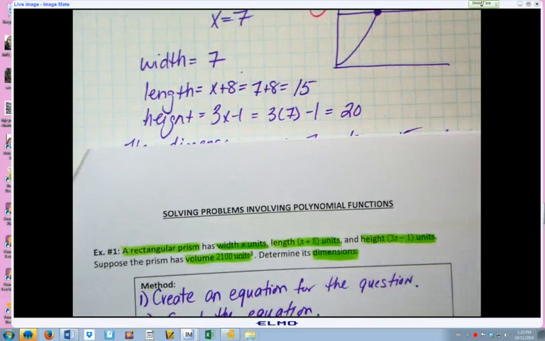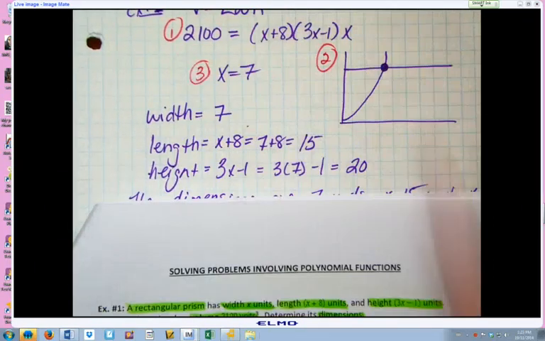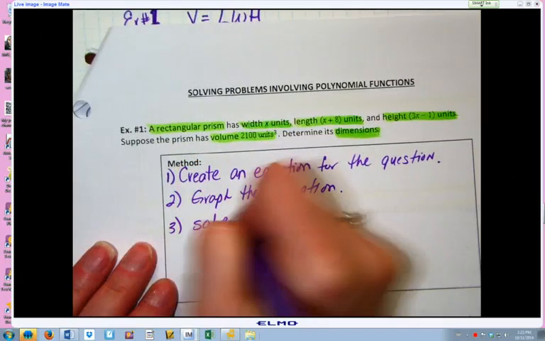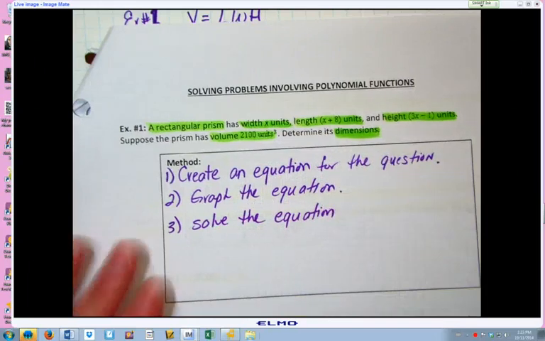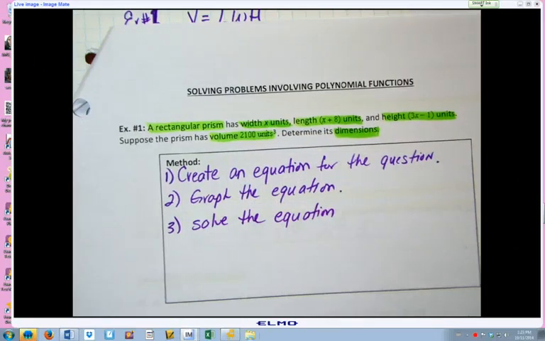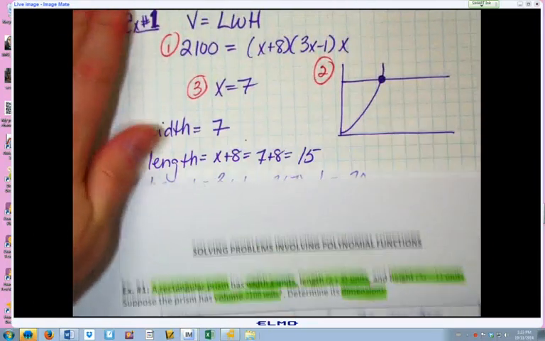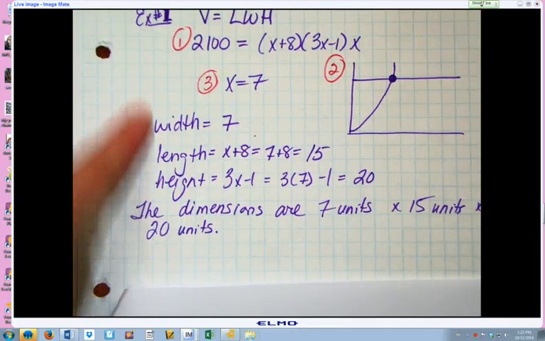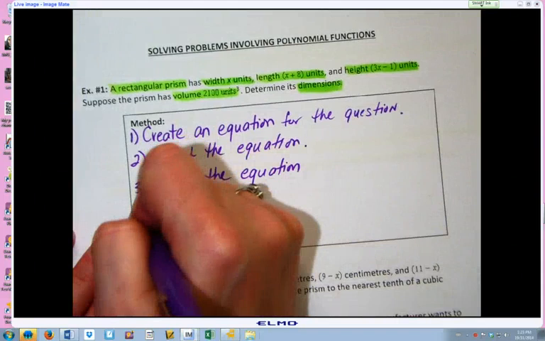Okay, what did we do for step 3? So after we graphed, then we solved it. Okay, so step 1, step 2, step 3. Where did all this last stuff come from? Substitute. But is it always going to be a substitution?